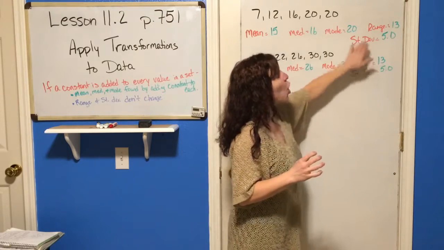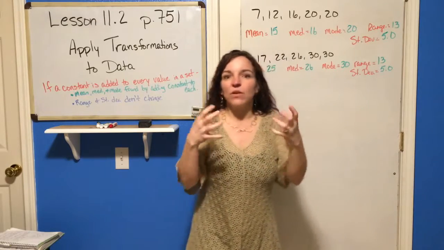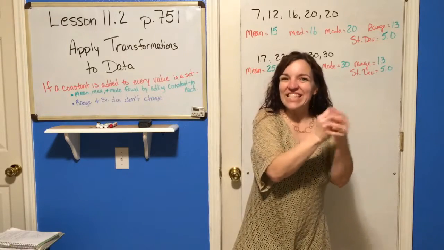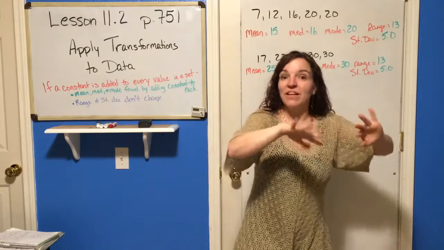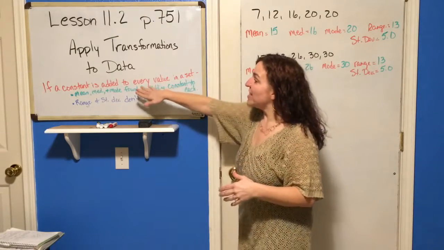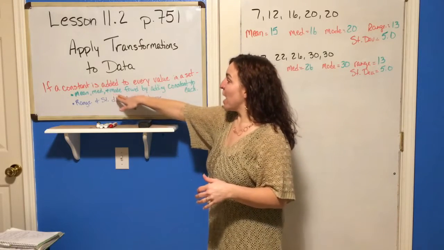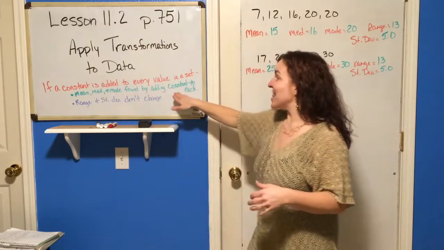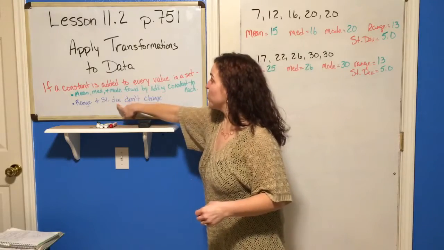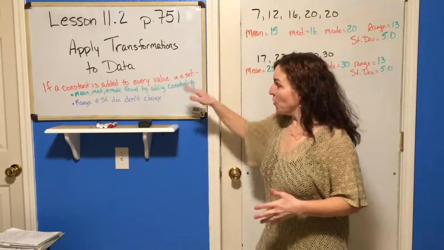The standard deviation also stays the same because that, remember, indicates how they're clumped together. Well, they're clumped together the same. They're just shifted on the number line, but the clumping is the same. The distance from the middle is the same. All right? So here's your generality. If a constant is added to every value in a set, then the mean, median, and mode are found by adding that same constant to each of them, and the range and standard deviation don't change. Easy enough, right?